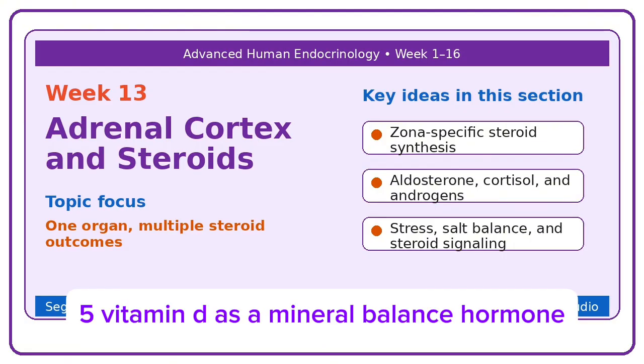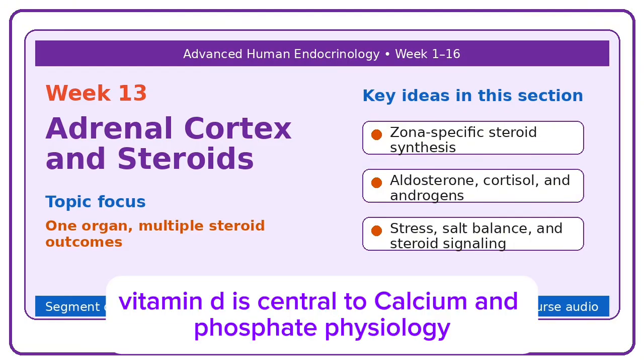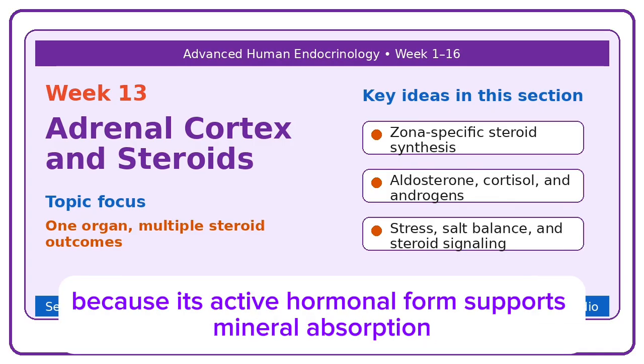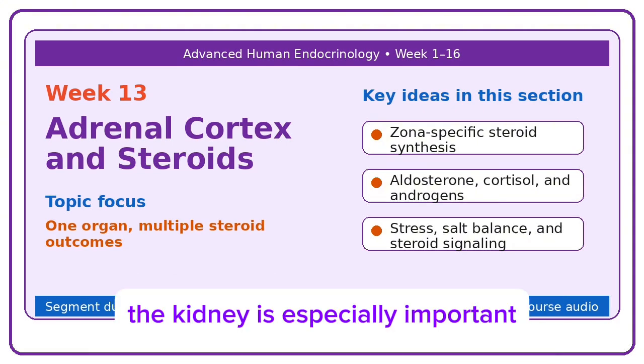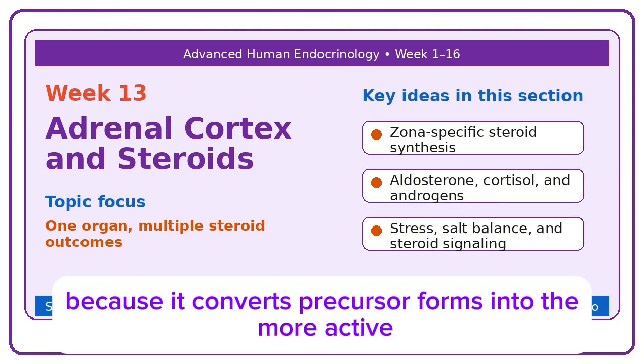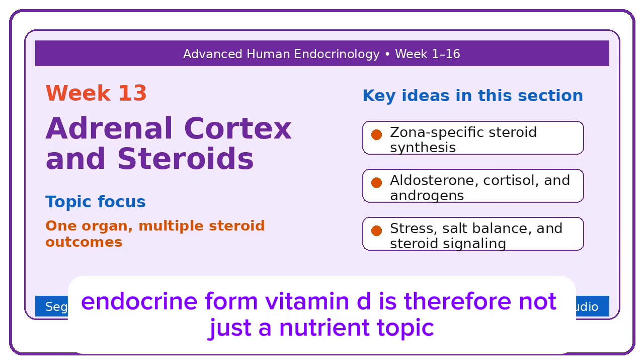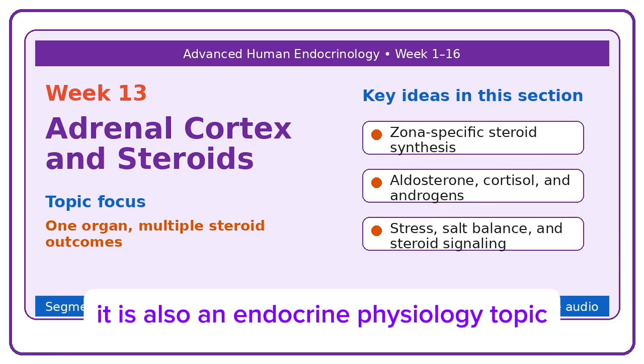5. Vitamin D as a mineral balance hormone. Vitamin D is central to calcium and phosphate physiology because its active hormonal form supports mineral absorption and helps coordinate bone and kidney responses. The kidney is especially important because it converts precursor forms into the more active endocrine form. Vitamin D is therefore not just a nutrient topic, it is also an endocrine physiology topic.